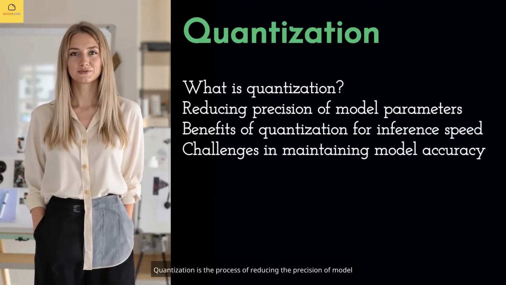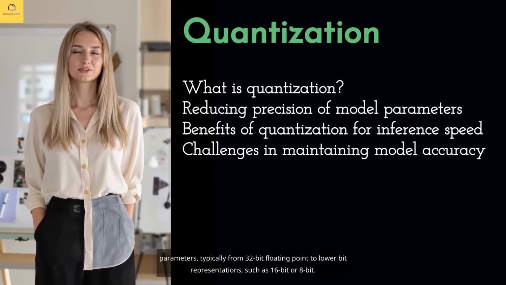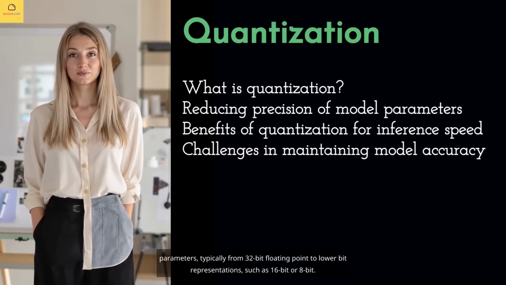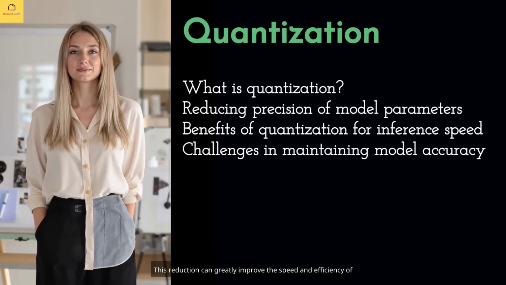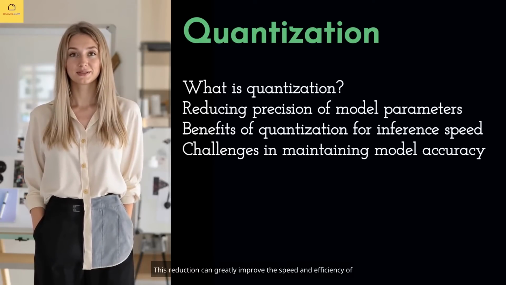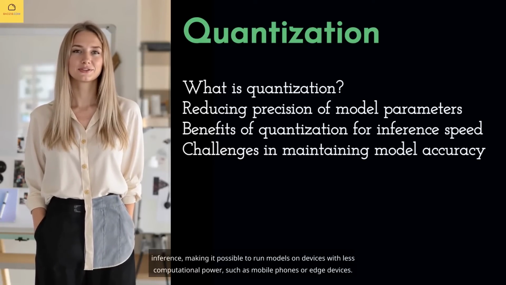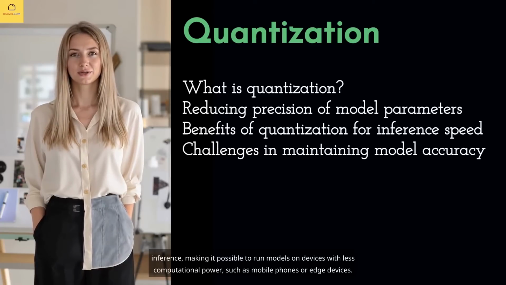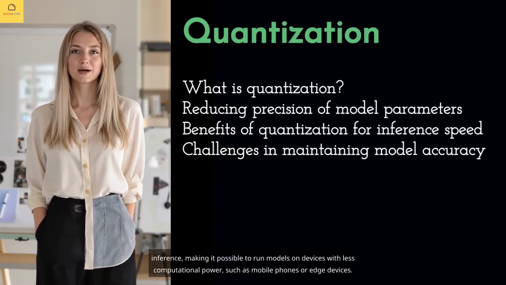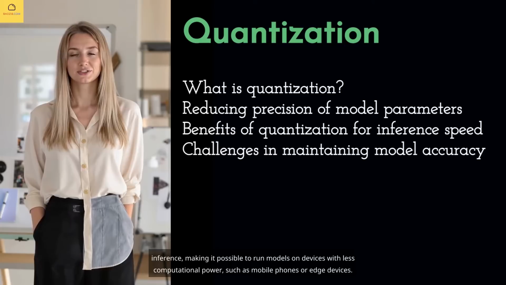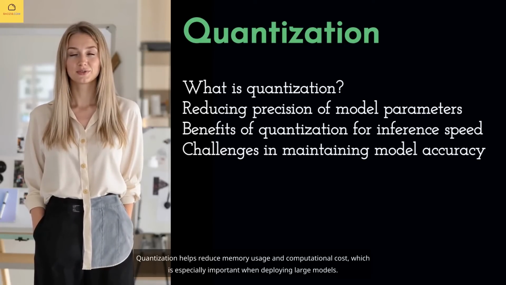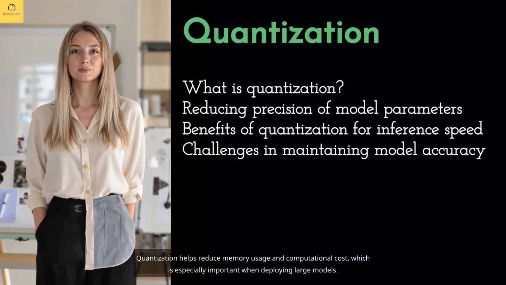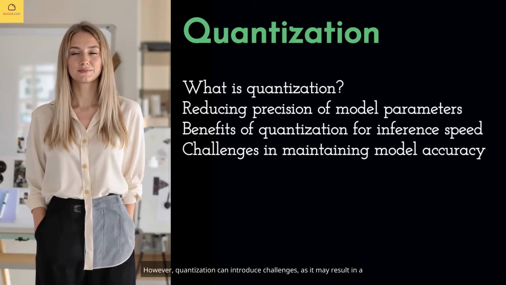Quantization is the process of reducing the precision of model parameters, typically from 32-bit floating point to lower bit representations, such as 16-bit or 8-bit. This reduction can greatly improve the speed and efficiency of inference, making it possible to run models on devices with less computational power, such as mobile phones or edge devices. Quantization helps reduce memory usage and computational cost, which is especially important when deploying large models.